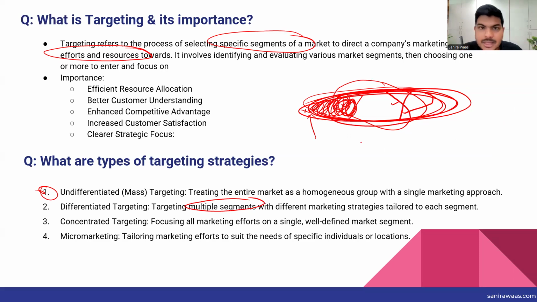Trust me, these things are the core, the core things that you want to understand. So in the exam, they might ask you the difference between differentiated marketing, undifferentiated marketing and concentrated marketing. Undifferentiated we call mass, and concentrated is more focused, right?